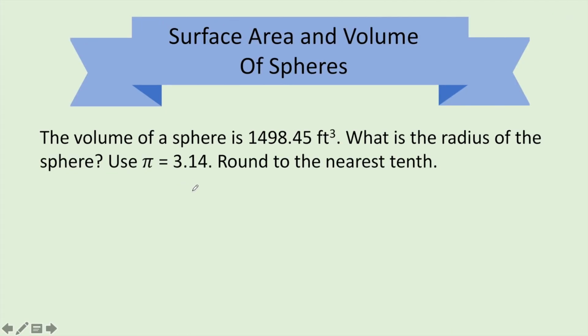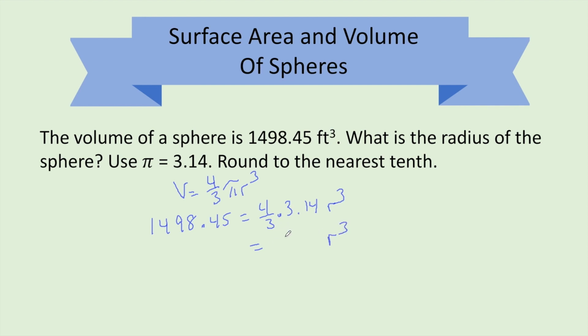Alright, this problem's starting with the volume of the sphere. So let's start with the volume formula. 4/3 pi r cubed. Let's plug this in. 1498.45 equals 4/3 times 3.14 r cubed. Multiply 4 times 3.14, then divide by 3, and you get like 4.186. So we're going to make that 4.19. We're going to round that a little bit here. 1498.45. Let's divide both sides by 4.19.